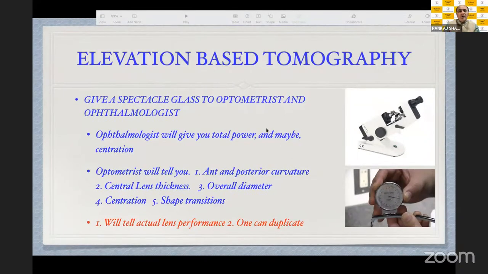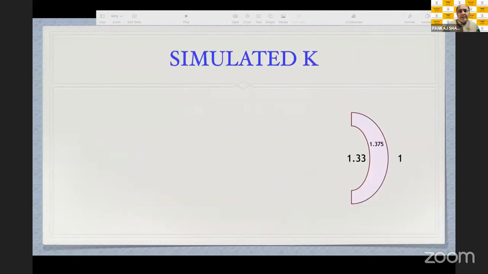So next is the concept of simulated K. Now simulated, can anybody tell me what simulated means? Simulation? What is the meaning of simulation? Something which is not real. Okay. So something which is not real is simulated.